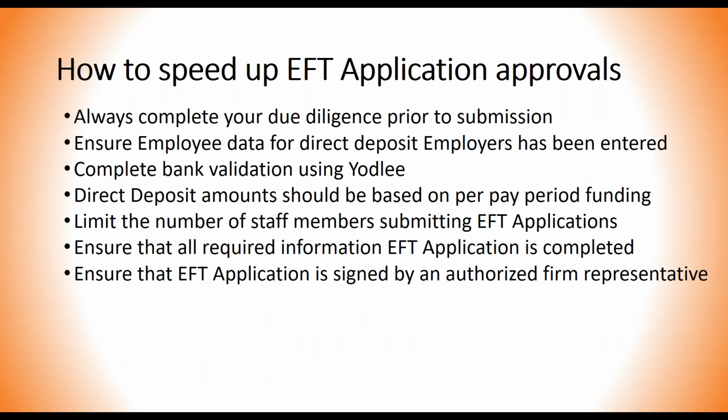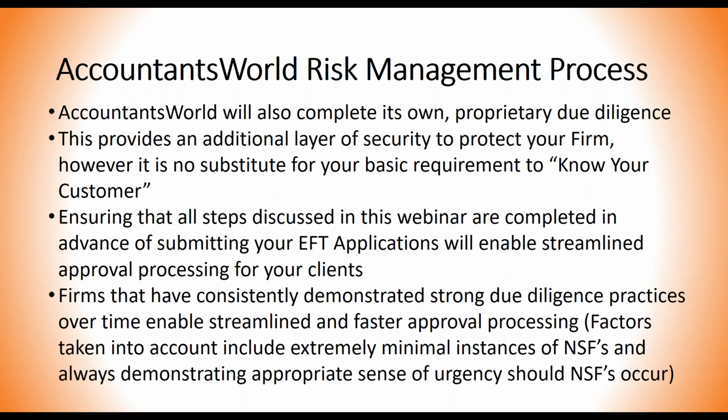As I mentioned, AccountantsWorld does have our own internal risk management process. This process can't begin without all the required information, including employee information. Once that information has been entered and the application has been submitted, we can essentially begin our process. So if any critical information is missing, it stops the process and requires us to reach out and get additional information. A great way to streamline this is to ensure prior to submission that you have already added this information. I mentioned employee data several times because that's one of the items we've seen where sometimes the information isn't there.